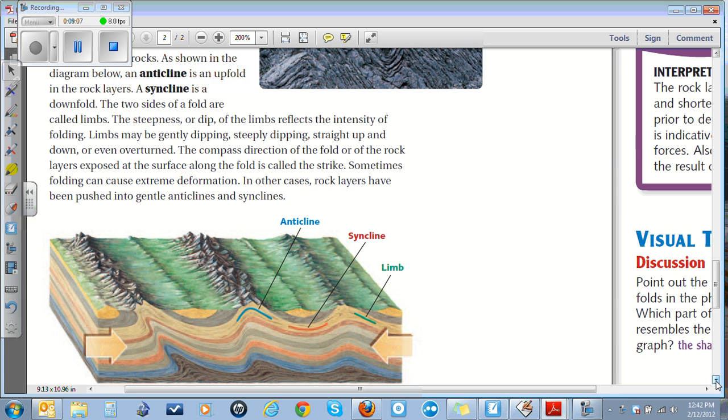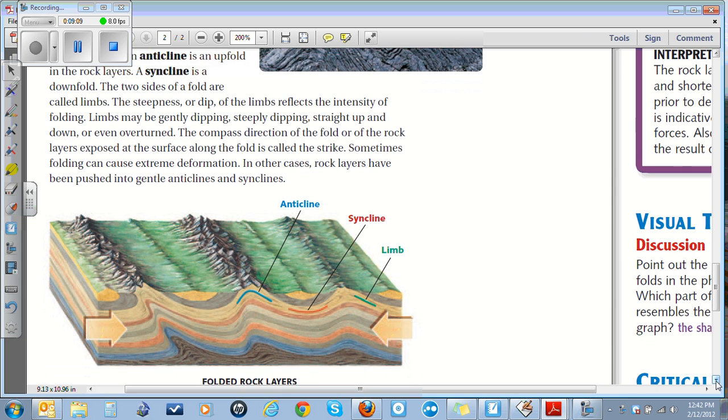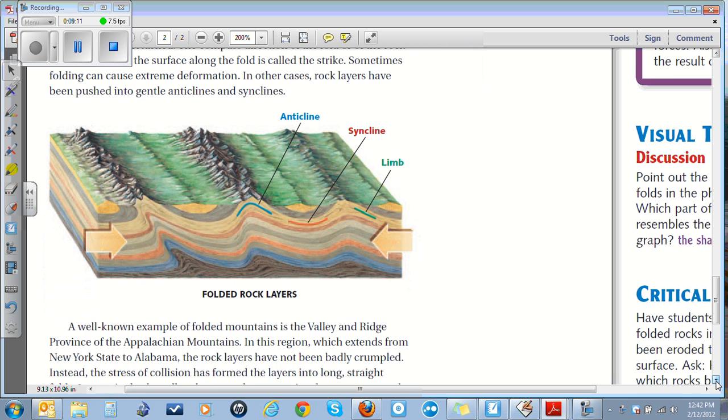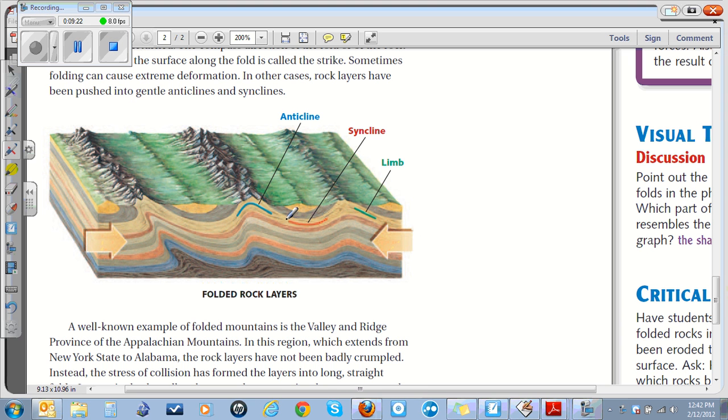In other cases, rock layers have been pushed into gentle anticlines and synclines. The easiest way to remember the difference between an anticline and a syncline is to remember that a syncline sinks. Illustrated here, this is a syncline where the rock has sunk. An anticline is the opposite. You get an arc, opposite of a syncline. And of course, these areas are called a limb. This is a limb and a limb.